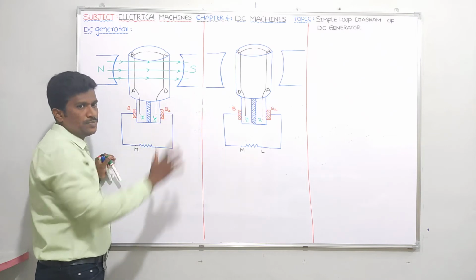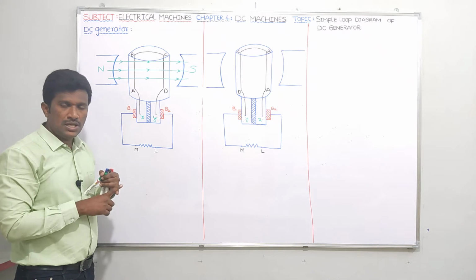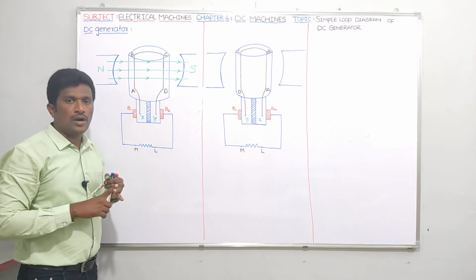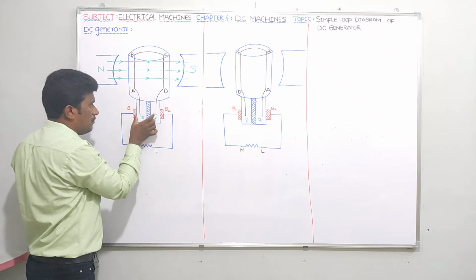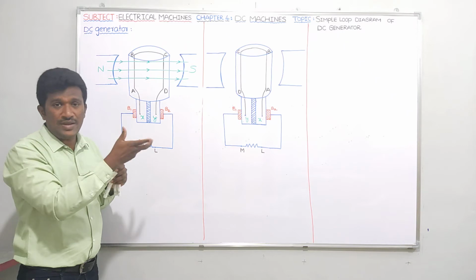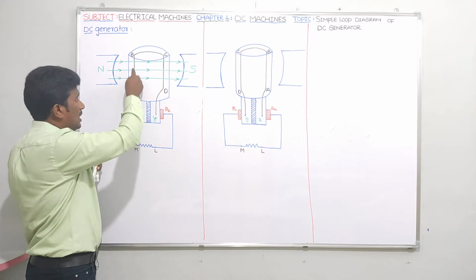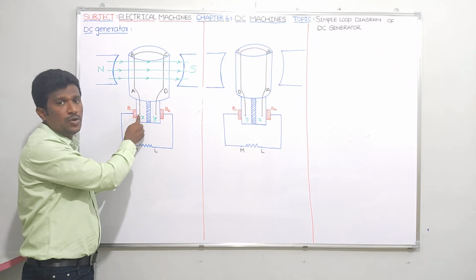Like this, so many segments will be there. A group of segments can be called a commutator. Split rings, commutator segments, or commutator, everything is the same. These split rings will be a rotating portion. It's a rotating part. So conductors are connected to split rings or commutator segments or commutator.